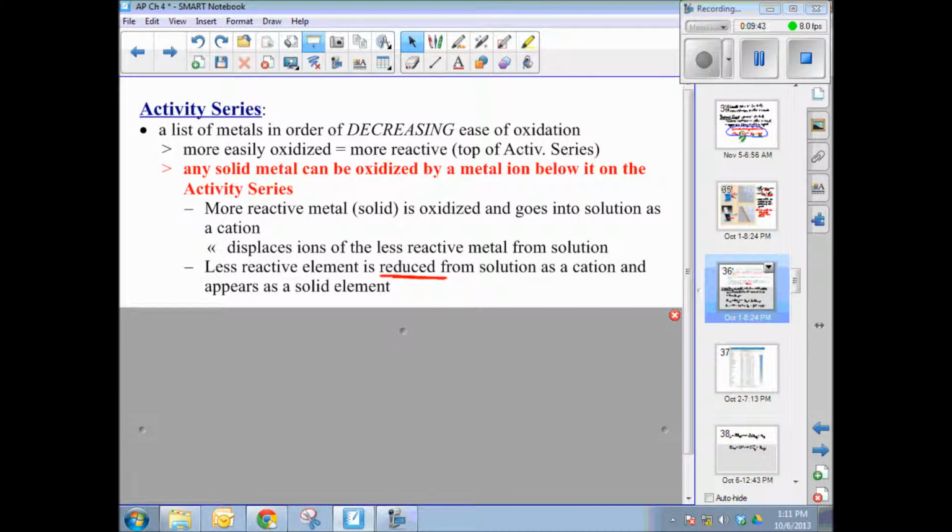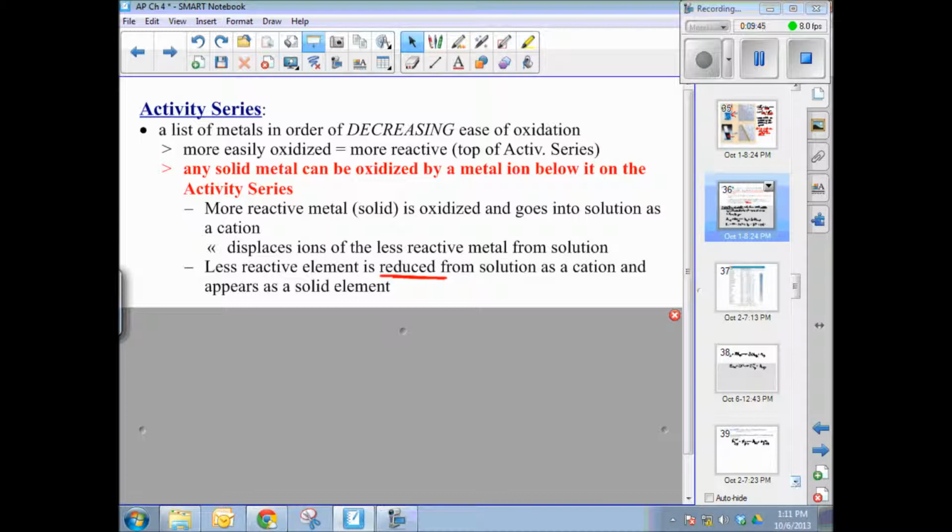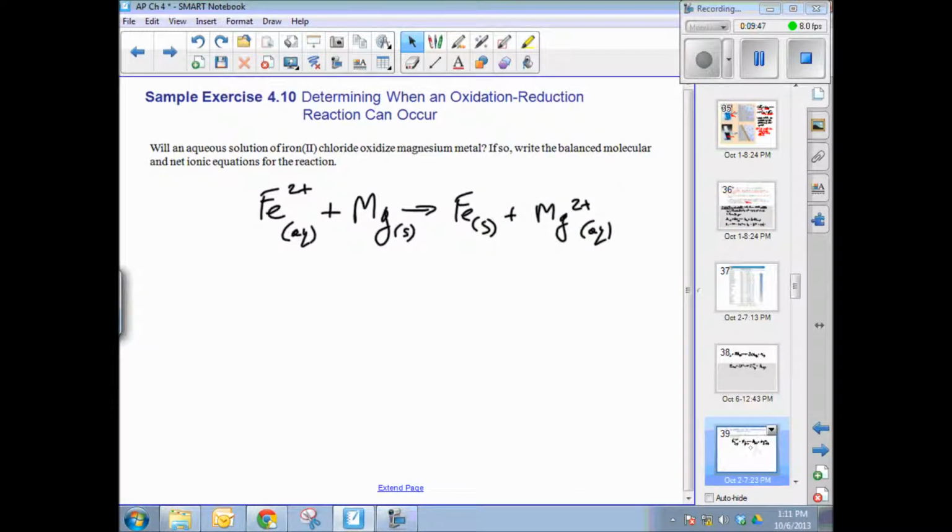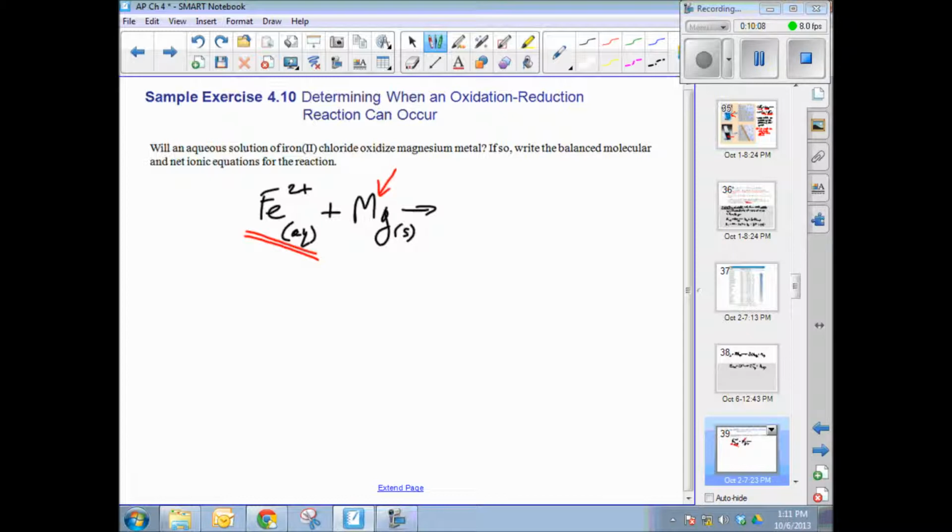So we can look at a couple of examples. Let's see if we can find one here. Let me erase a little bit. This example says, an aqueous solution of iron 2 chloride, will it oxidize magnesium metal? So here's what we're asking. We've got an aqueous solution of iron 2 chloride. So in other words, we've got iron 2 ion in solution. And we dunk a chunk of magnesium into that solution. Will a reaction occur? Well, let's go to the activity series.